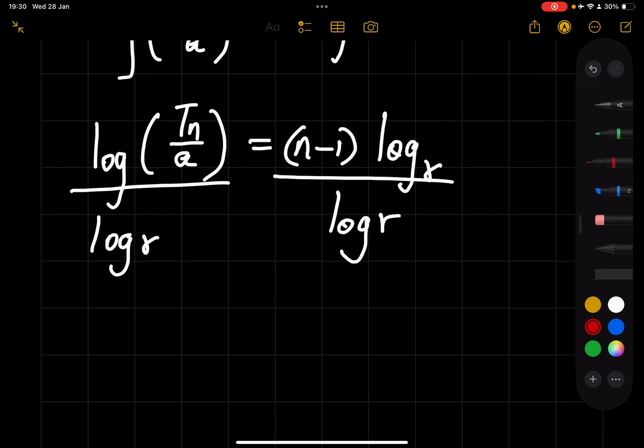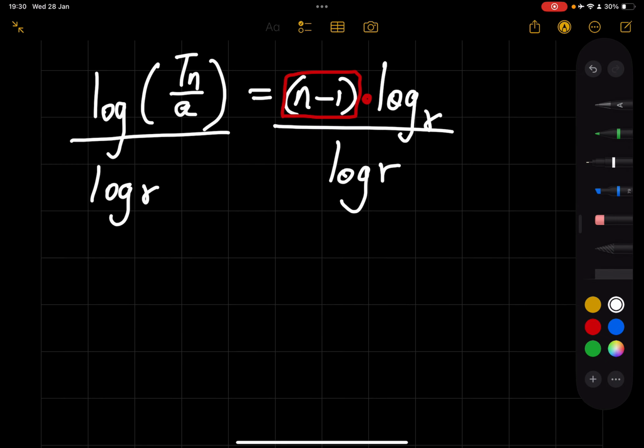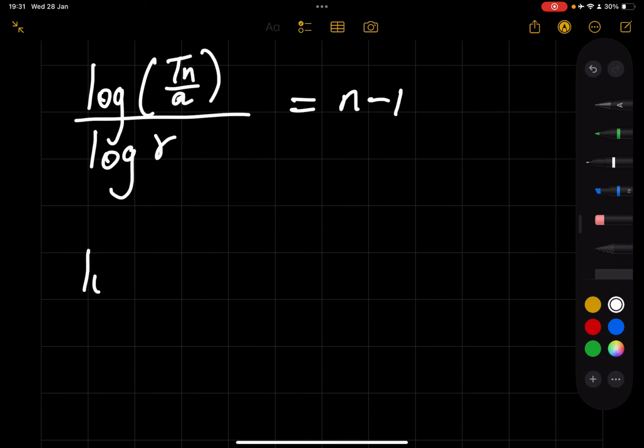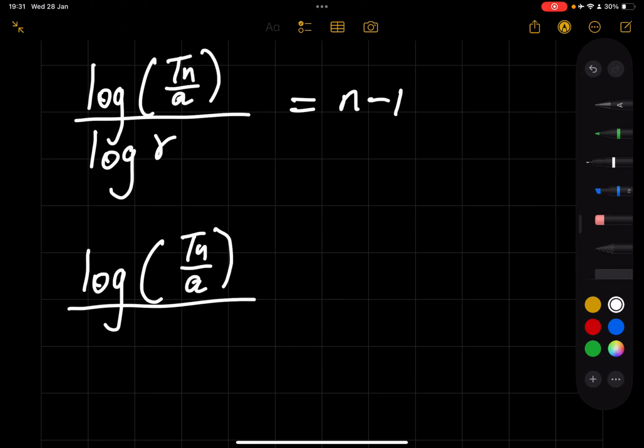Why do I divide by log of r? Log of r is multiplying what I'm trying to isolate. So I must divide by it on both sides. And then I'm going to have log of Tn over a divided by log of r is equal to, this will cancel that. Then I have n minus 1. And then I have log of Tn over a. And then I have log of r.